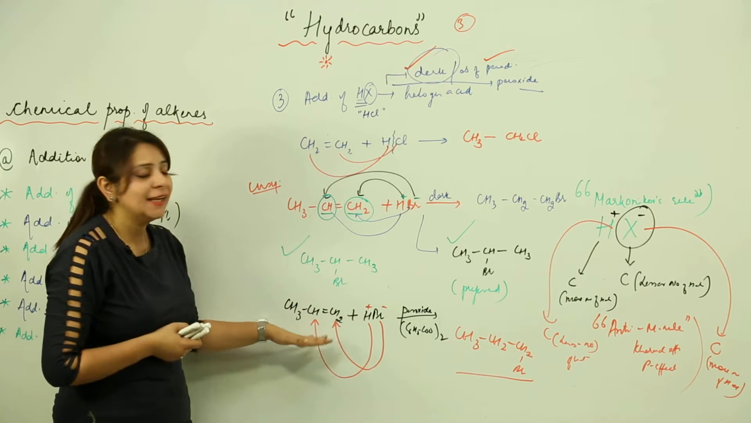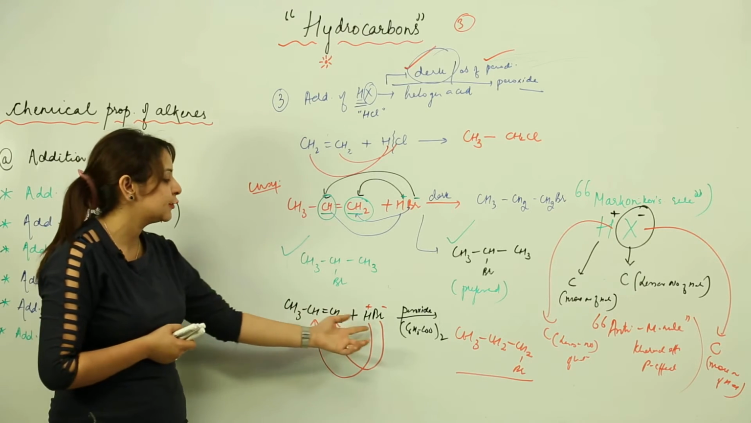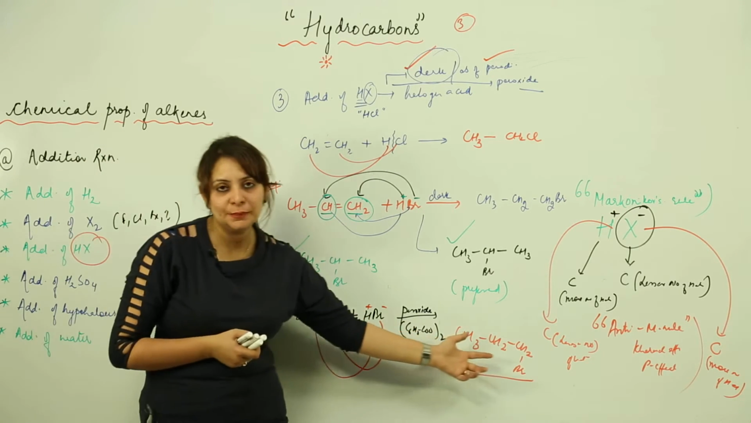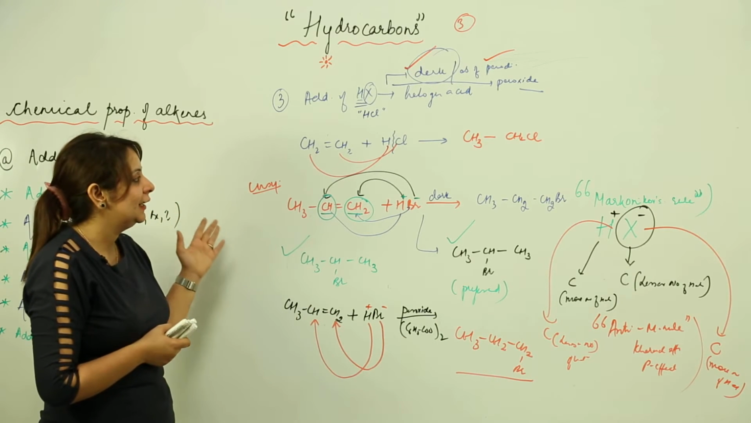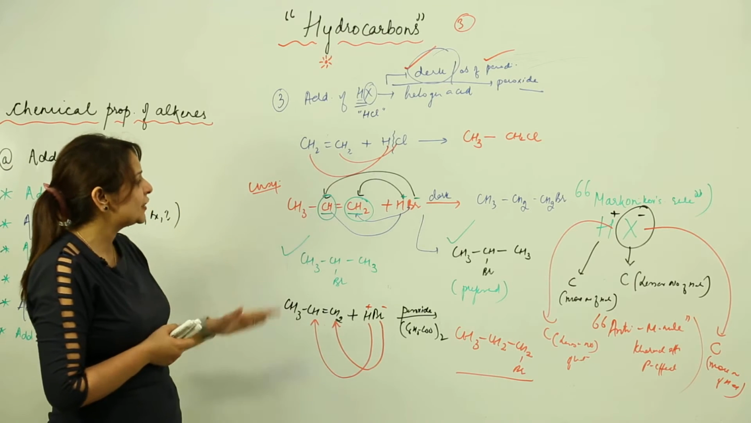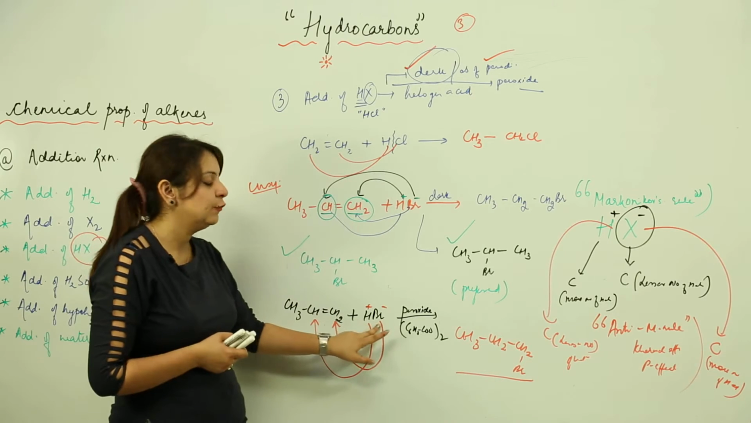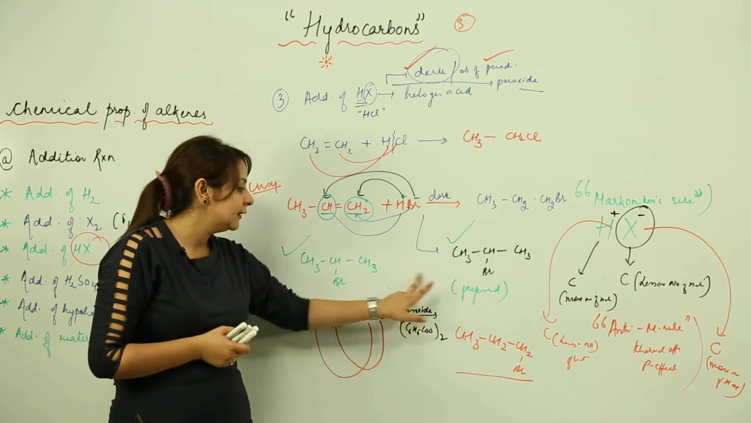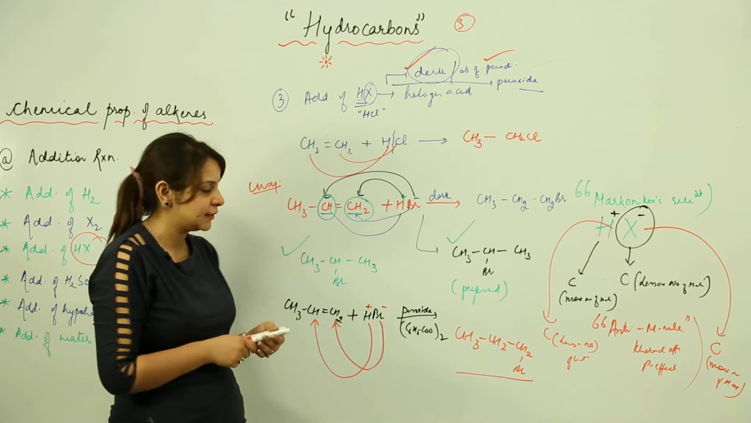But this peroxide effect, the Kharasch effect, or you can say the anti-Markovnikov rule, is applicable mostly in case of HBr, because only this is stable actually, right? Otherwise, if you see for HCl and HI, only this is going to occur, this won't occur. So this anti-Markovnikov rule particularly works for HBr and in the presence of peroxide. That is why it is called the peroxide effect.